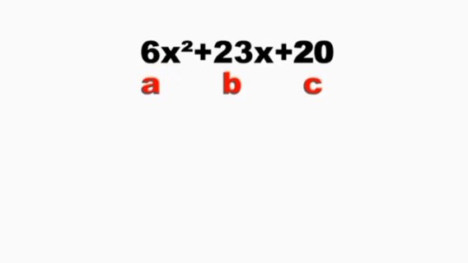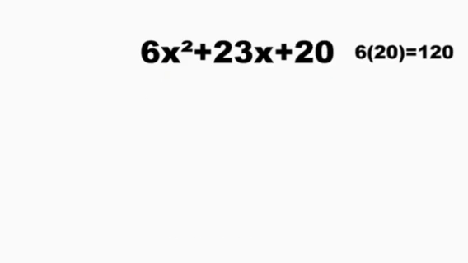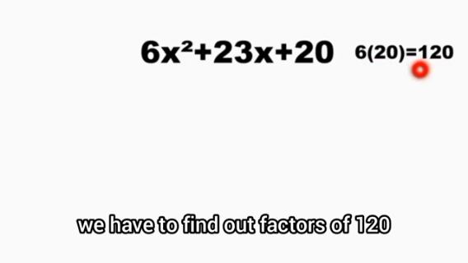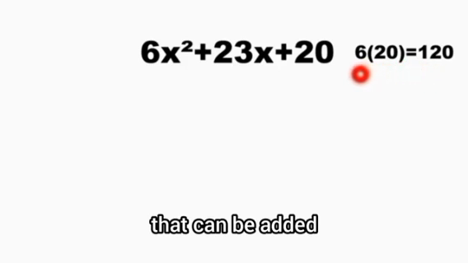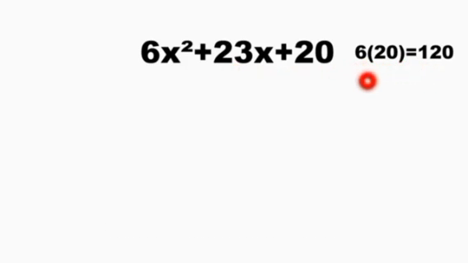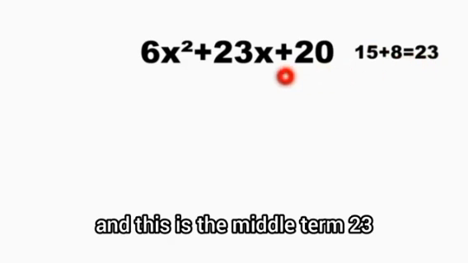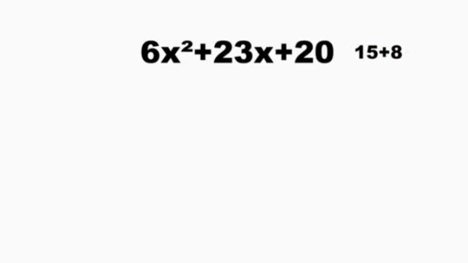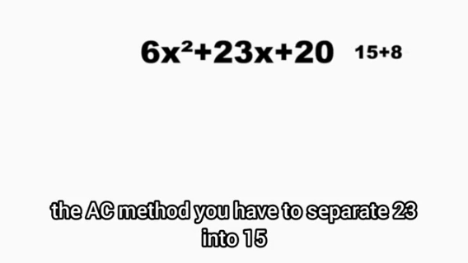So we have 6 times 20 is 120, and we have to find factors of 120 that can be added to give a result of 23. In this case, 15 and 8. 15 times 8 is 120, and if you add 15 plus 8, it's 23, which is the middle term. So in the AC method, you have to separate 23 into 15 and 8.